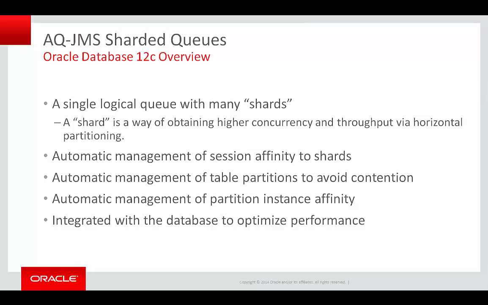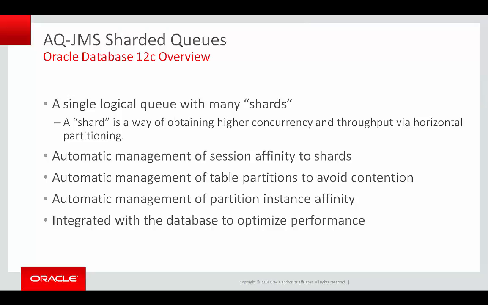So how do we implement these shards? Well, first of all, we need to maintain the session ordering as required by JMS. So if you do multiple enqueues from one session, you want to make sure that these messages are dequeued in the same order, and we do that by automatically managing the session affinity to shards. We use table partitioning to implement shards, and we automatically manage these table partitions.